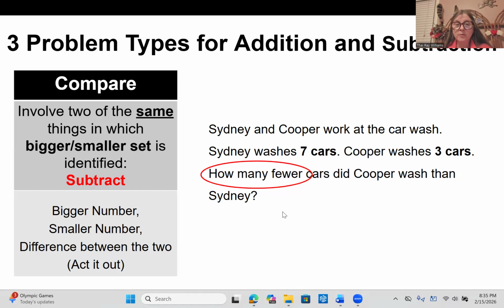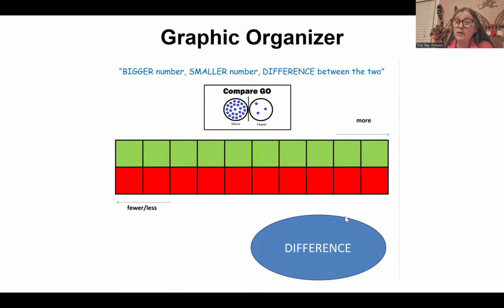All right, let's go back and look at a compare. When you're doing a compare, that's what you would say. I would say 7 cars, 3 cars, subtract, the difference between the two. And then this is the graphic organizer I would use. We're going to get to see Dr. Saunders show us these on a graphic organizer, because when you first start teaching this, you're going to actually do the motions on the graphic organizer. I'm showing them here because I'm doing it on a video.